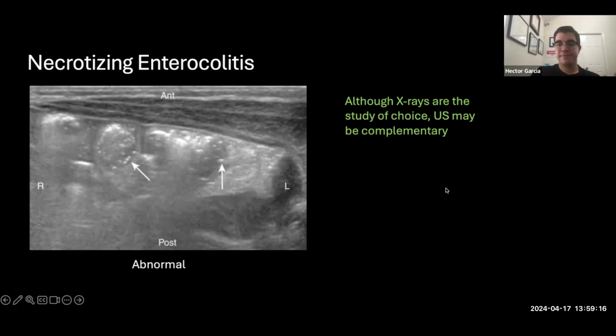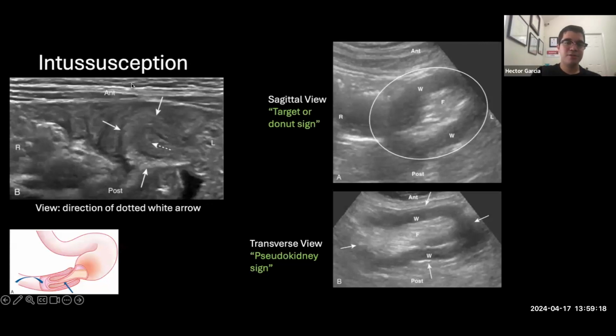These are diagnoses. Okay, now the next one, intussusception. So in this image over here, we see that the bowel telescopes in the direction of the dotted white arrow right here. And here, this is the cartoon. We see that one bowel telescopes into another one. And the reason for that is that we have what is called a pathological lead point.